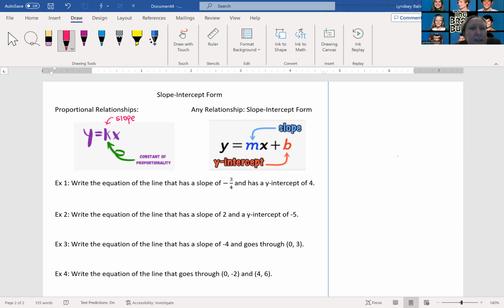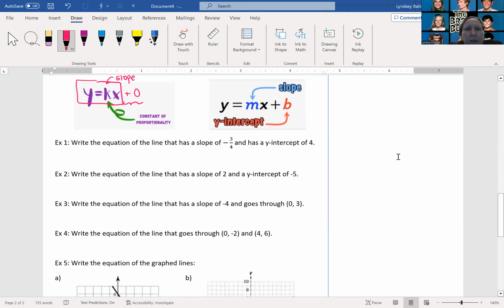Keep in mind, once again, in our proportional relationship, the k was the constant of proportionality, which was the same thing as the slope. And we also knew it went through the origin, which means the y-intercept was 0. In that case, we don't need to write the plus 0. So that's why it was just y equals kx. So we know slope-intercept form is y equals mx plus b. We're going to look at some scenarios where we're given the slope and the intercept in one way or another, and we need to write our equation in slope-intercept form.